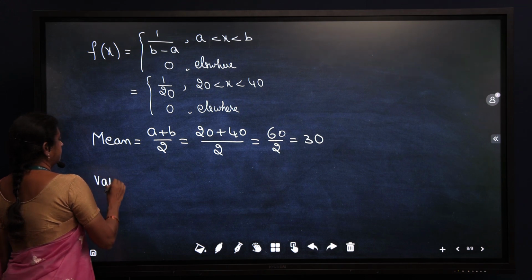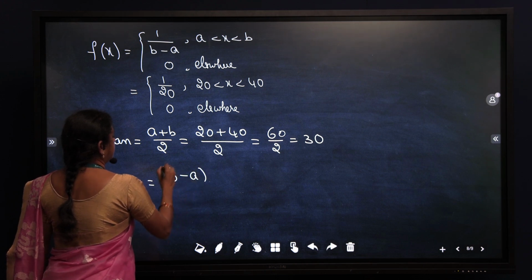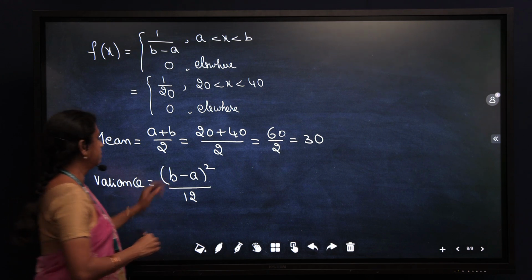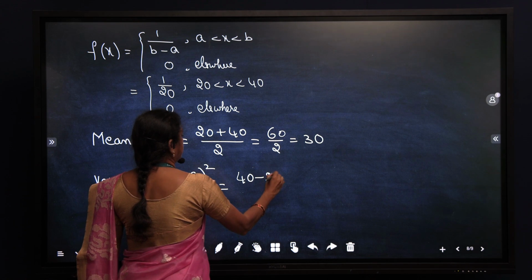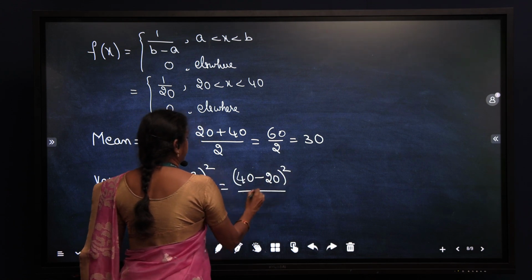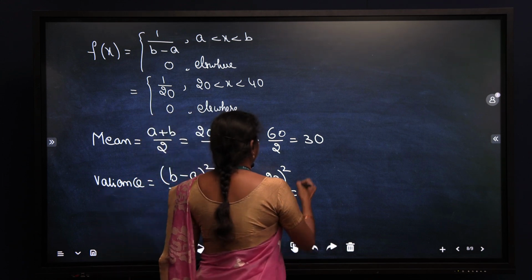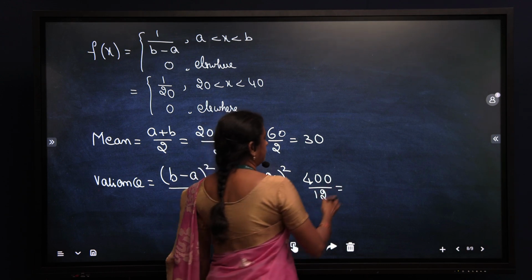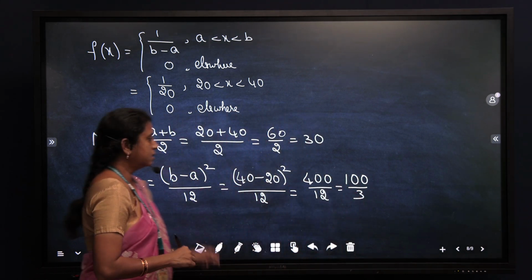Variance is given by b minus a whole square by 12. So b minus a, we already know, is 40 minus 20, whole square by 12. So this is equal to 40 minus 20, this 20 square is 400 by 12. On simplifying, this value will be equal to 100 by 3, and we got variance as 100 by 3.